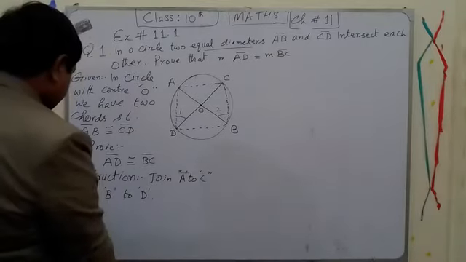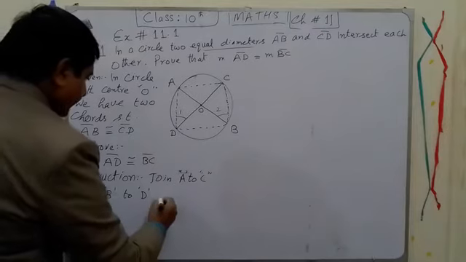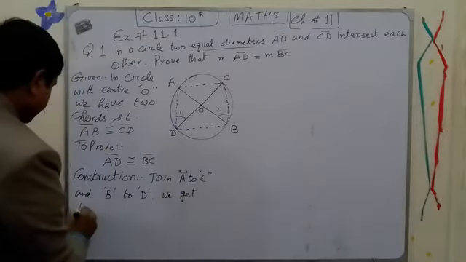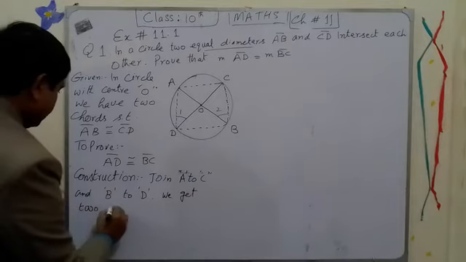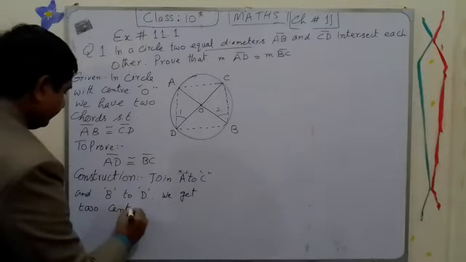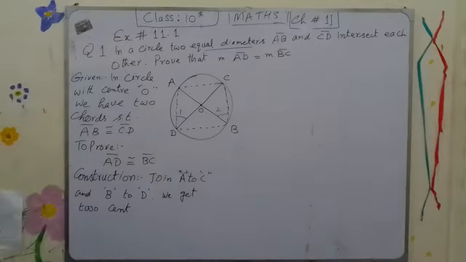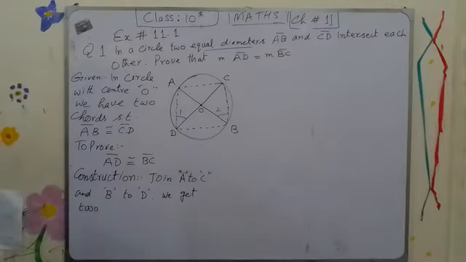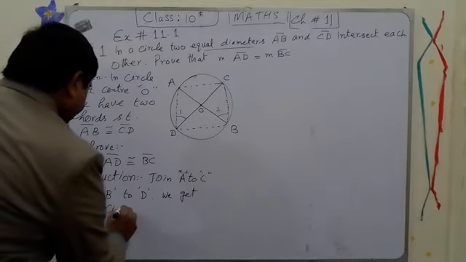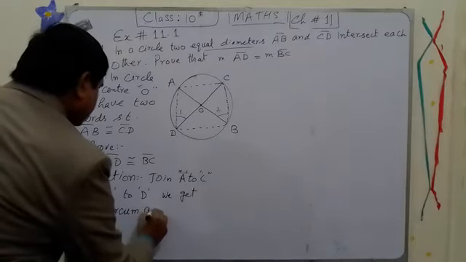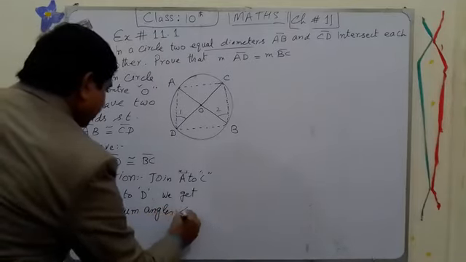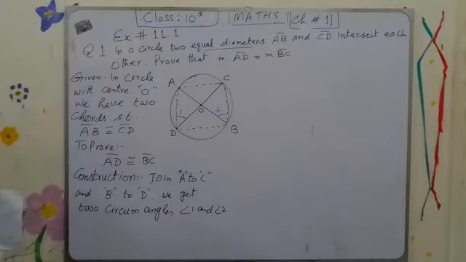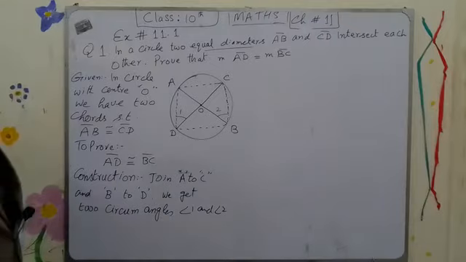Join A to C and B to D. We get two central angles. Sorry, not central, circumangles. Fine. We get two circumangles, angle 1 and angle 2. Right? Now we move toward the statements and reasons.